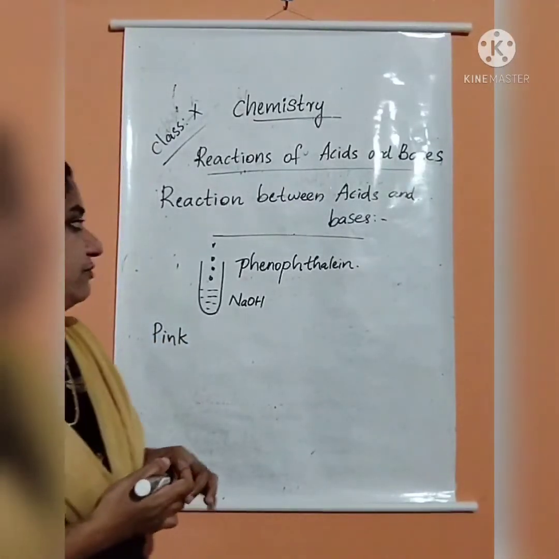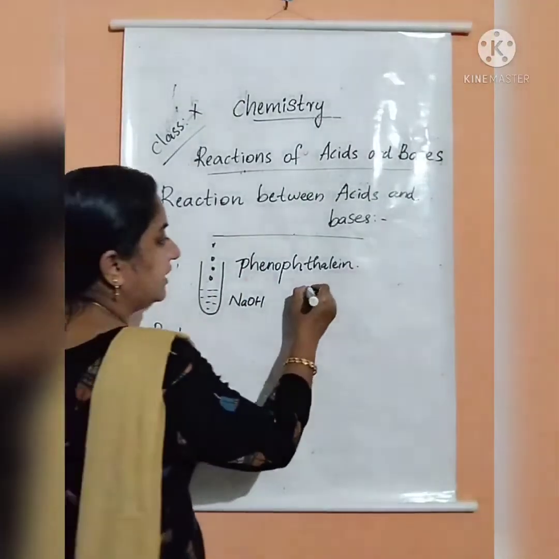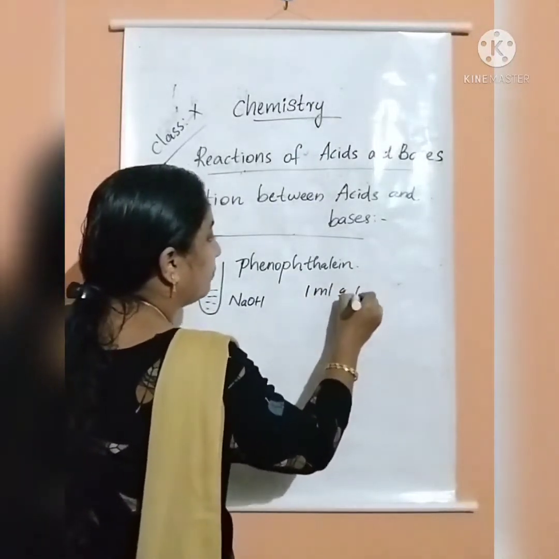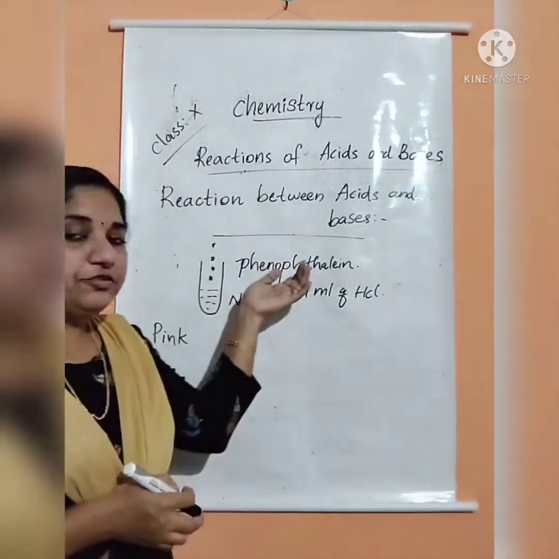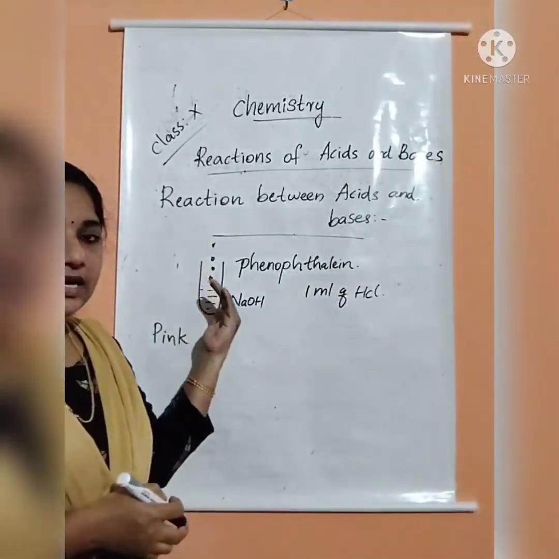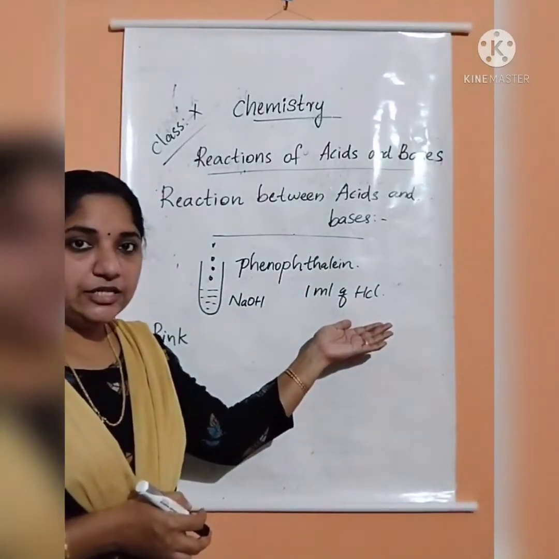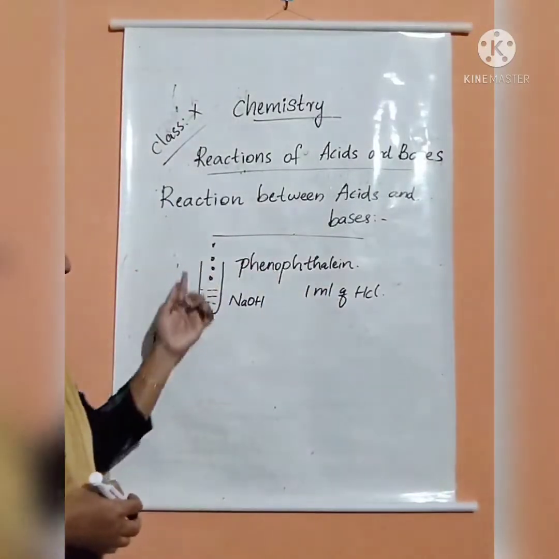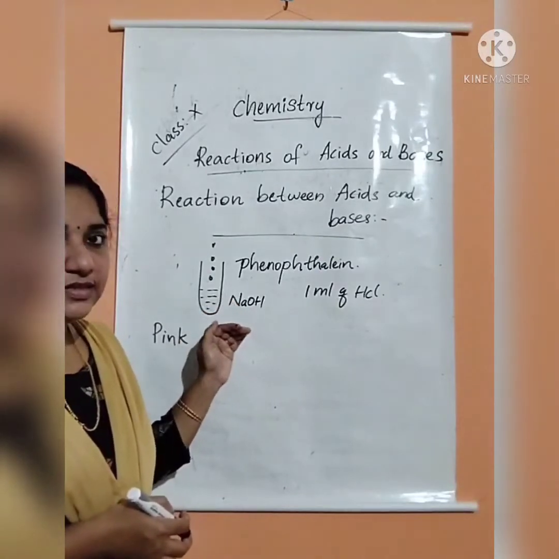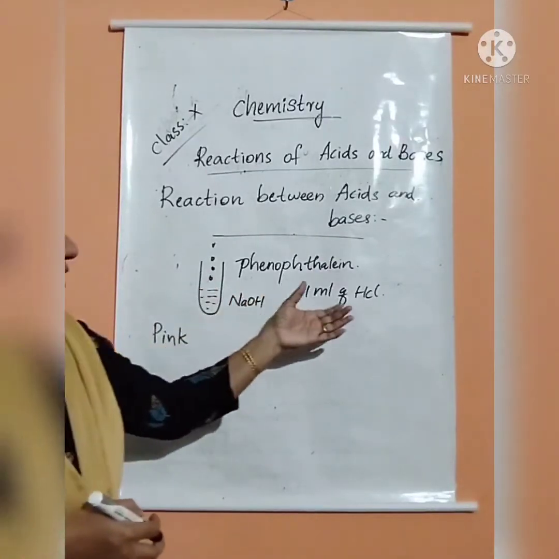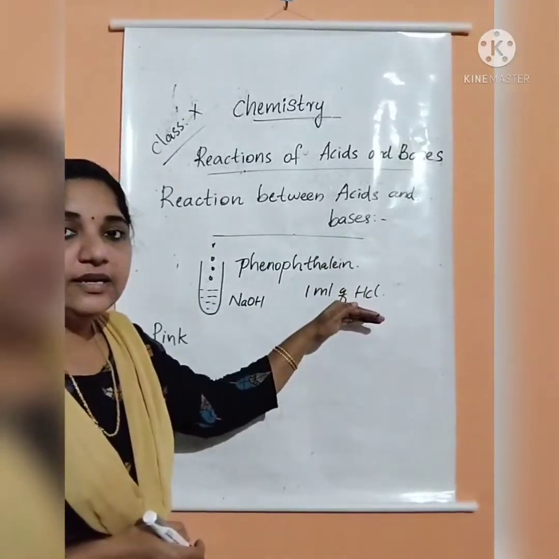Okay. Then we add 1 ml of HCl into this pink solution. നമ്മൾ phenolphthalein ആഡ് ചെയ്തപ്പോൾ അതെന്തായി? പിങ്ക് കളറായി. Then again we add 1 ml of HCl. HCl means hydrochloric acid. Then we can see that the pink color disappears because, yes, the basic effect is neutralized by the acid.